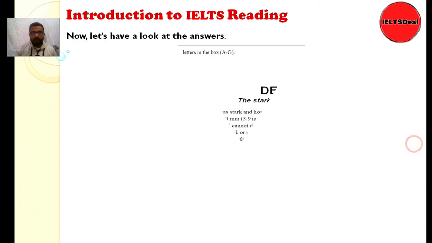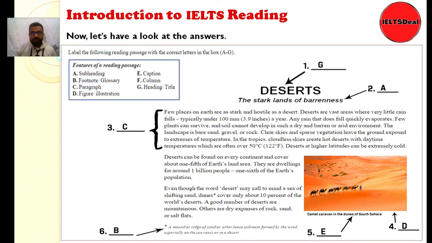Here's our answer. The first one is the heading or title, which is "Deserts". A heading always looks bigger; it's the biggest text in a reading text. Then you have "The stark land of barrenness", which is the subheading. It's situated right under the heading or title.